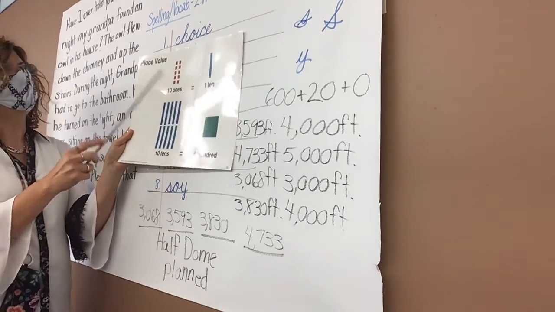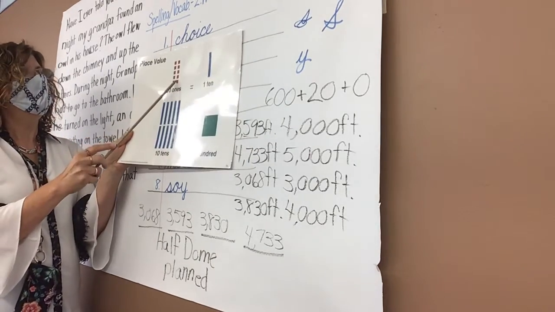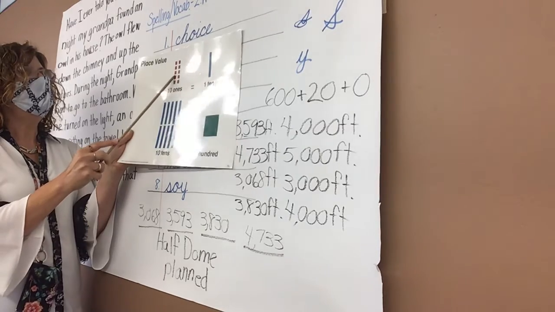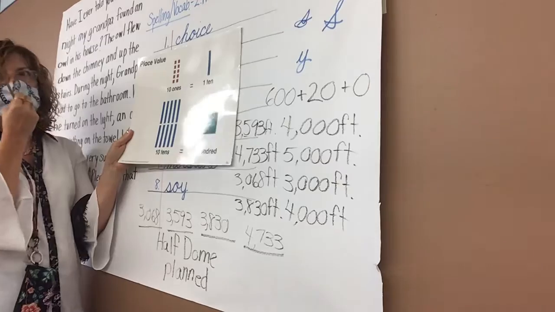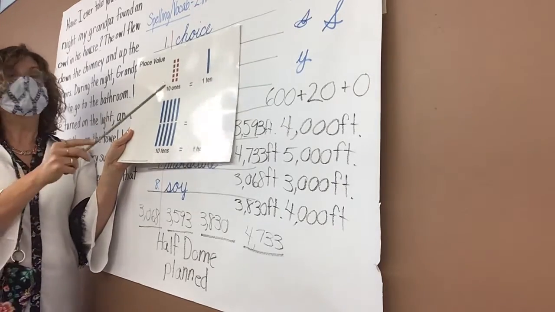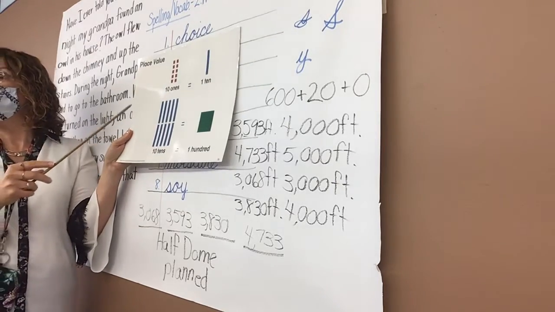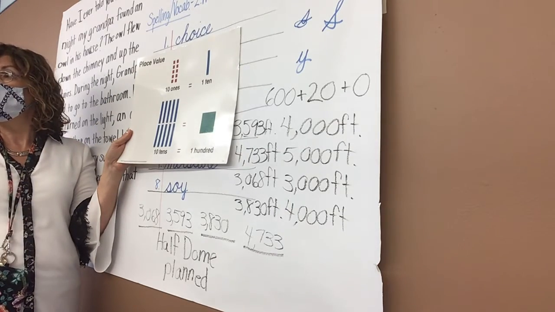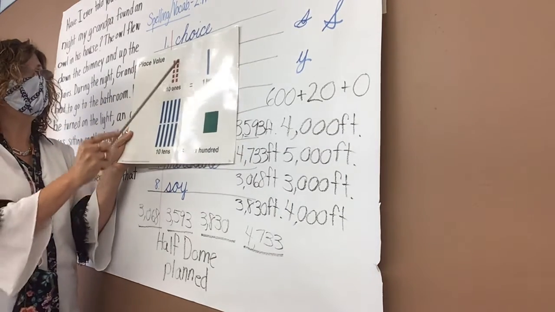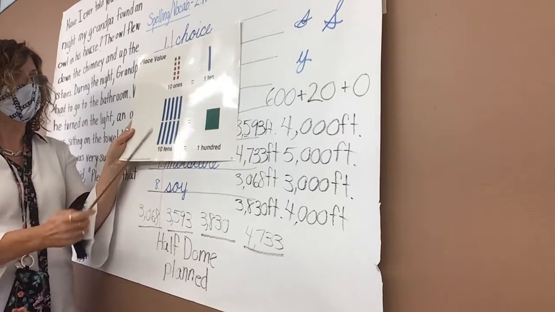Alright, so we are learning place value. We're going to start with the fact that 10 ones is the same thing as 1 ten. In other words, if I give you 10 pennies and you give me 1 dime, isn't that the same thing? Yes. So 10 ones is the same thing as 1 ten.